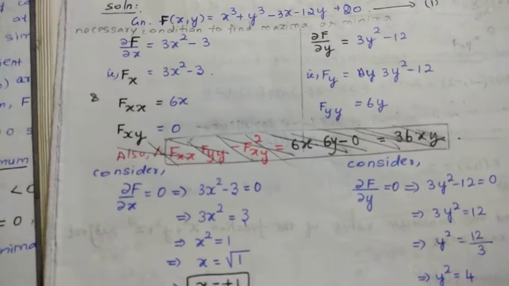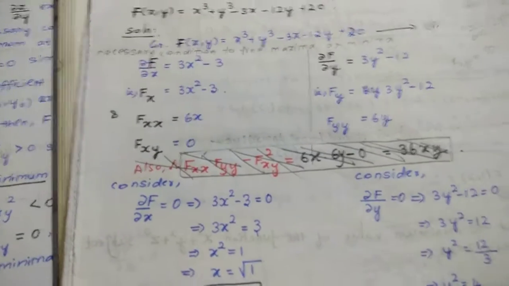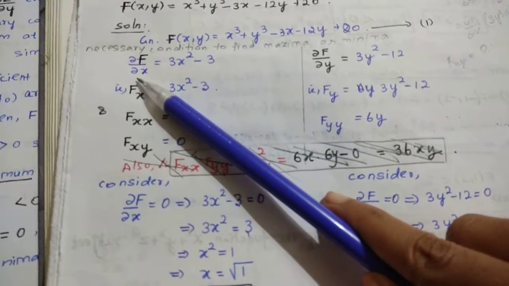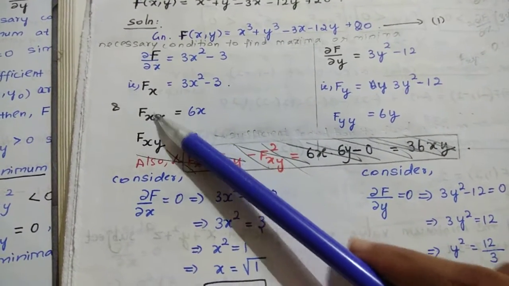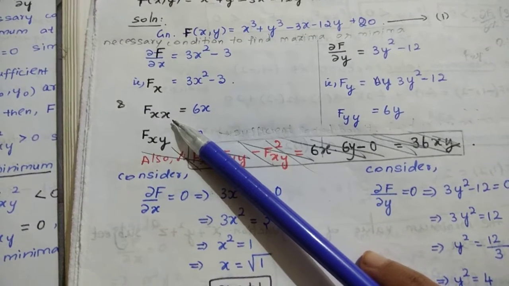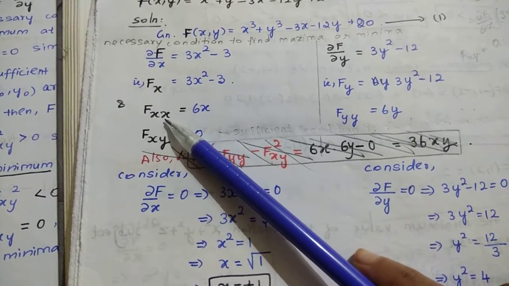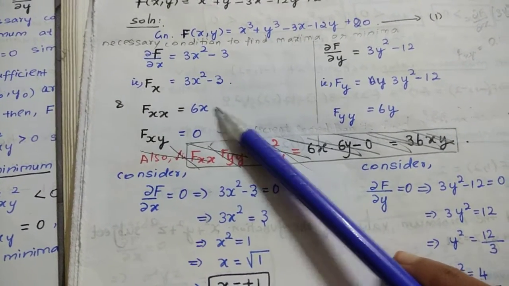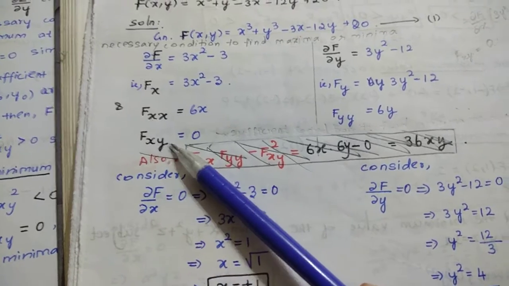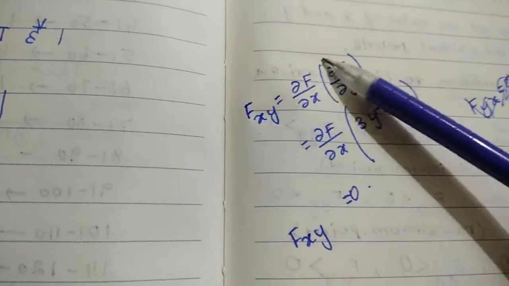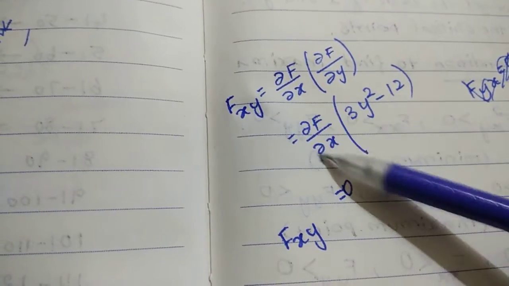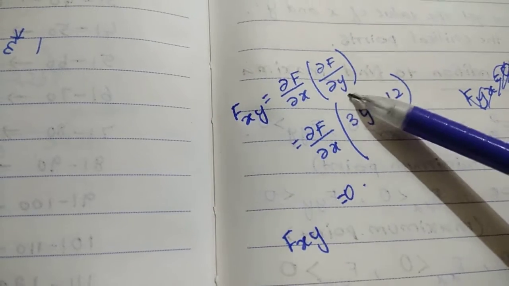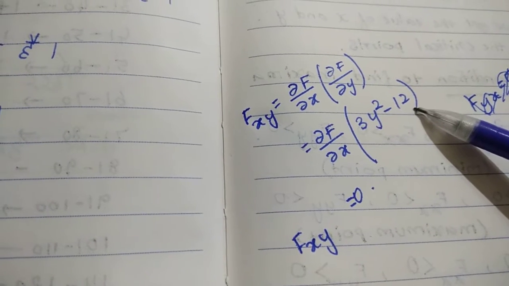Okay, so in the necessary condition part, you are finding dou f by dou x. Dou f by dou x is denoted by fx, and then again partially differentiating with respect to x, we get fxx is equal to 6x. Then you find fxy. It means what? Fxy means dou f by dou x into dou f by dou y, right? So just write dou f by dou x as it is, and in the place of dou f by dou y, substitute the value of dou f by dou y.